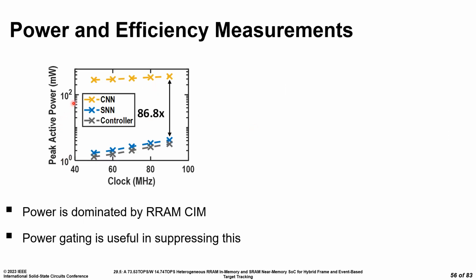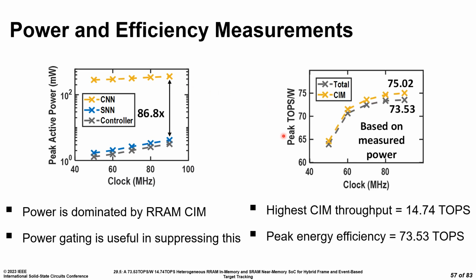The peak active power consumed by different blocks are shown in this figure. The majority of the power is consumed by CNN computing memory, and this shows why power gating is really helpful in bringing the power consumption down. This shows the efficiency of the chip, where the total efficiency can reach up to 73.53 TOPS per watt at 90 megahertz. This chip also shows highest computing memory throughput because all modules, word lines, and macros are capable of operating in parallel.